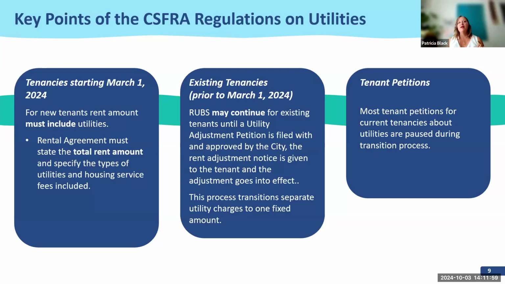For existing tenancies that existed prior to March 1st, RUBS can continue for those tenants until the utility adjustment petition is filed and approved with the city, and you have given the notice of rent increase, the notice of upward or downward adjustment of rent, and that goes into effect. So you can keep using RUBS until these new charges go into effect, okay? So this process transitions separate utility charges into one fixed rent amount.